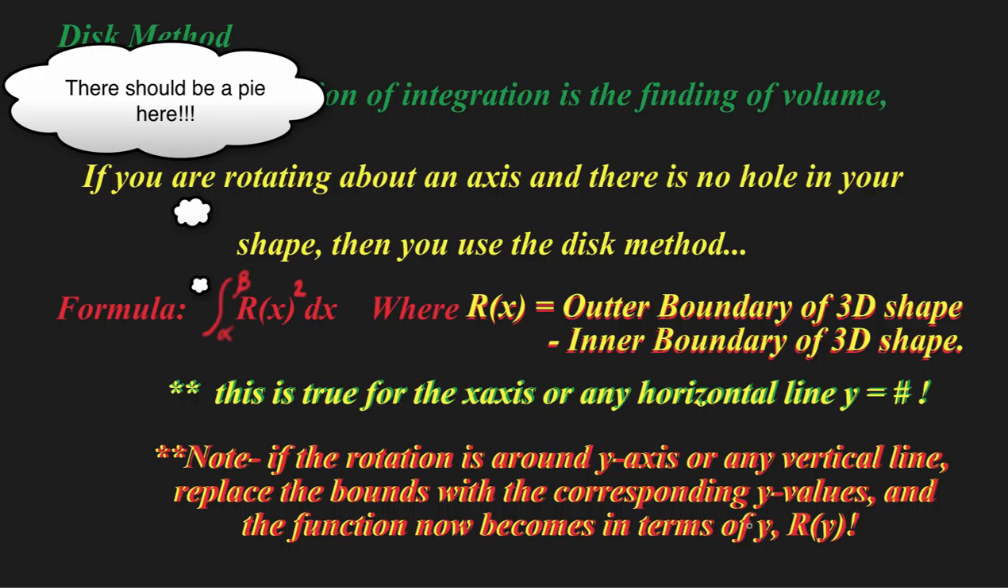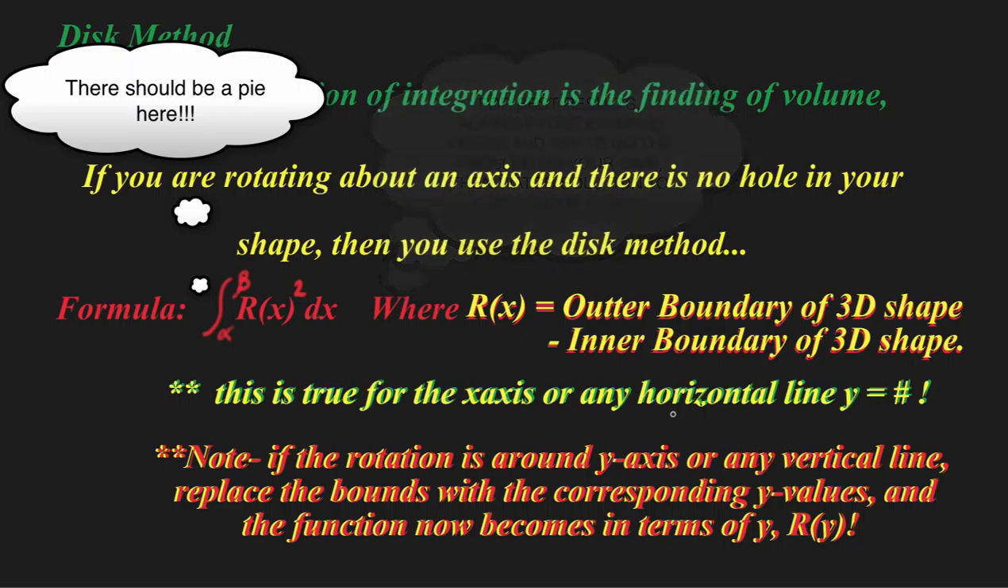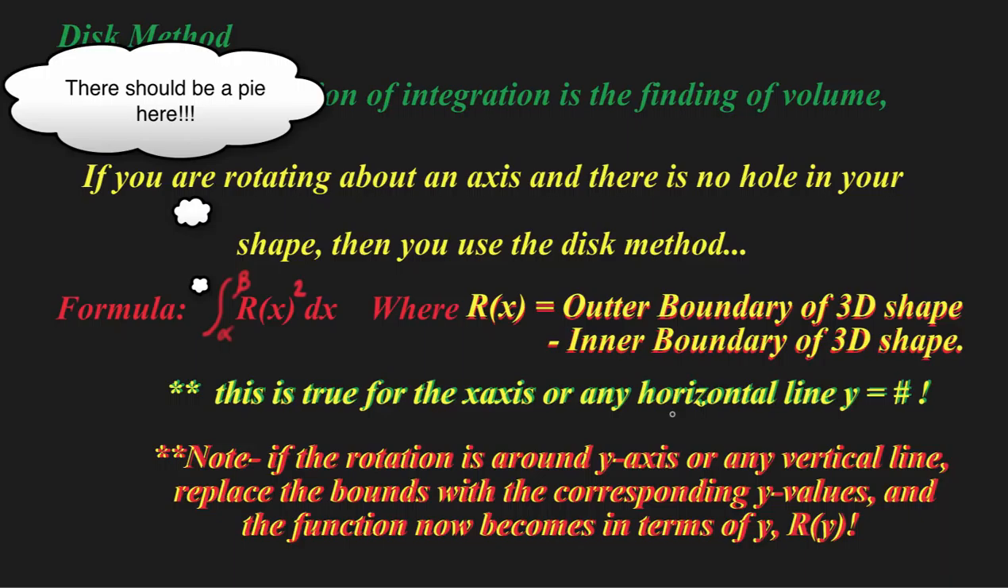Okay? So that's basically it. I don't want to delve too much into the concept. I want to introduce the formula, what big R stands for, and then you'll see a few example videos to clarify things, okay? The best way to approach this is just do a few, and then you'll know when to use which method, because there's going to be the disk method, the washer method, and the shell method, okay?